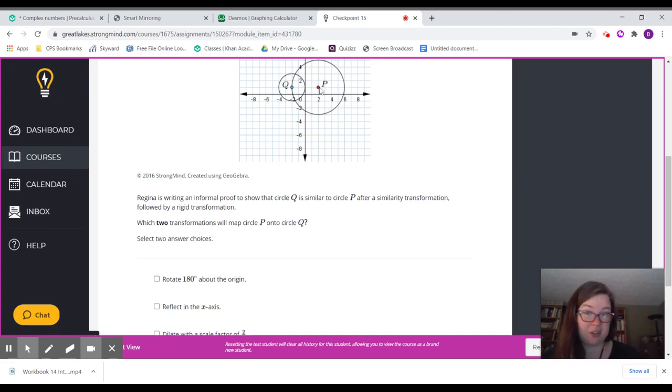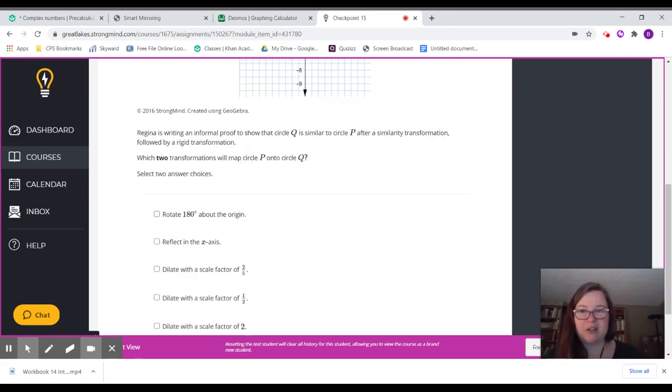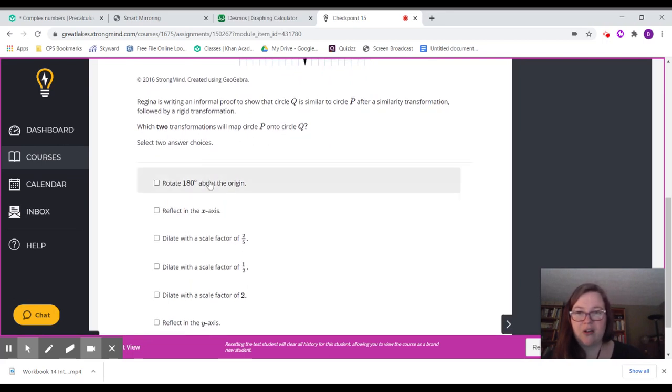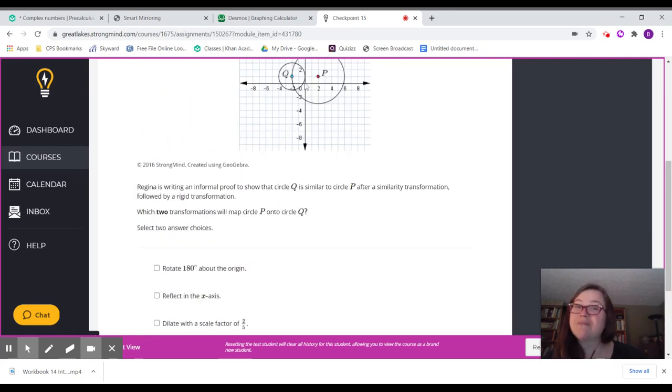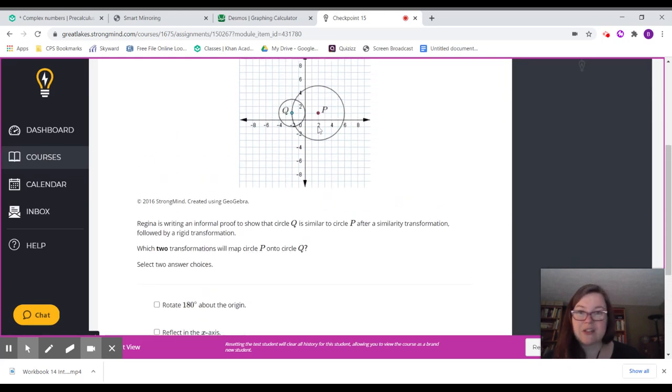So it looks to me like you could slide it over 4. Since the y-axis is halfway between, we could also reflect it across the y-axis. If there was a point right there in between those 2, we could rotate it 180 degrees around. But then we'd have to dilate it. To get from P to Q, you'd have to go smaller, so it had to be a fraction less than 1 greater than 0 to do that. So let's see, 180 degrees about the origin. Nope, that would put it over there. Reflect across the x-axis would put it down there.